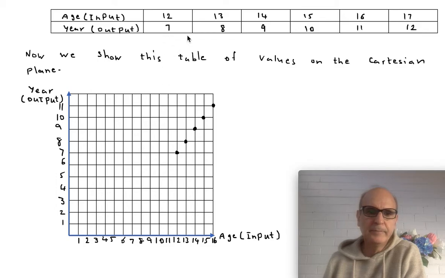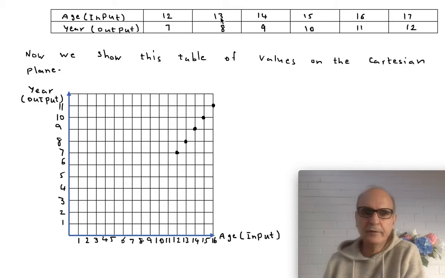Now, age is 12, your year is 7. So you go across from the origin by 12 and then go up by 7, and you end up here. So that point represents these two values on the table of values.